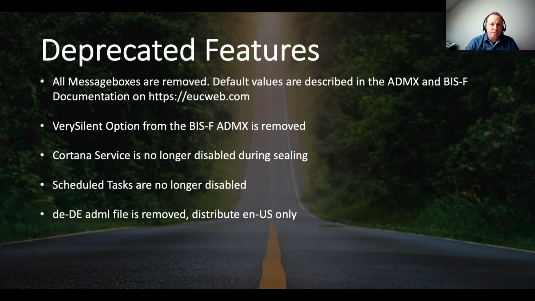that are coming with the latest version, 7.19.12. In earlier versions like 6.1, we had some message boxes there, which meant a completely automated sealing was not required, so you could have some message boxes. With the latest version, we have completely removed this, and you can, or must, configure it completely with the GPO, like the ADMX. In this case, the verysilent option is also removed from the BIS-F ADMX. That means with the message boxes, the verysilent option is completely removed.